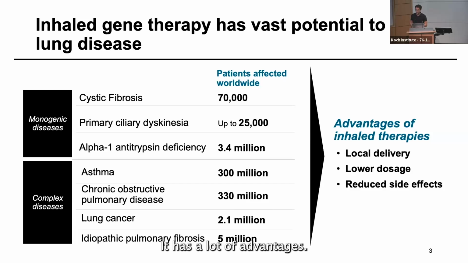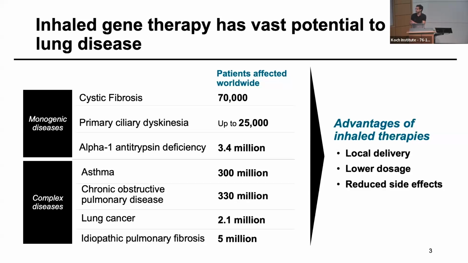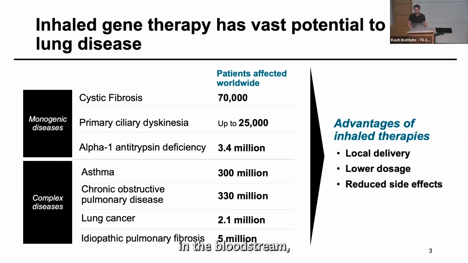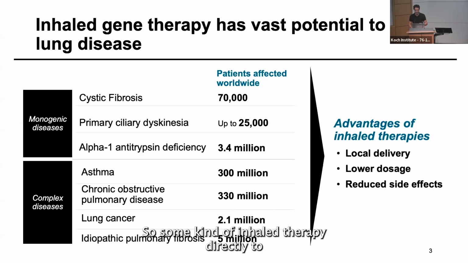It has a lot of advantages. You get local delivery to the site of disease, so you're getting a better therapeutic index. You can deliver a lower dose to the patient. You don't get the systemic presence of the gene therapy vector in the bloodstream, which can potentially cause side effects and immunogenicity and so on. So some kind of inhaled therapy directly to the lungs would be incredibly useful for all these diseases.